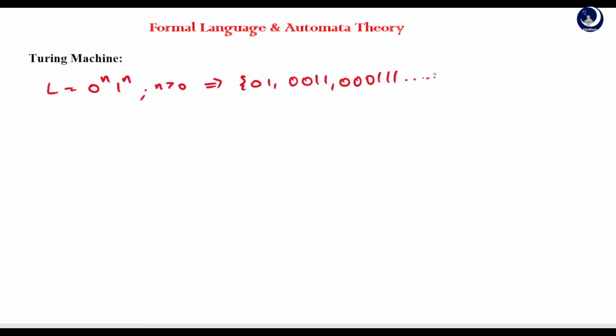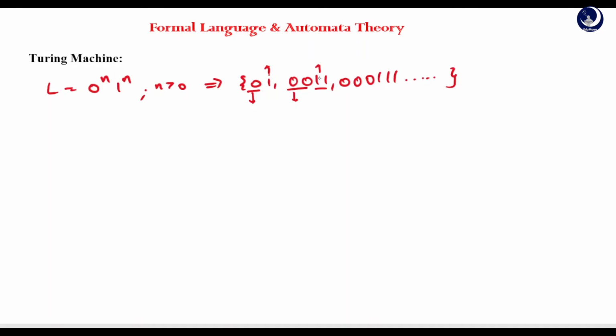We have done a similar problem for the pushdown automata, where we pushed the zeros into the stack and popped them out once the ones occurred. When an equal number of zeros are pushed into the stack, and the ones occur, we try to pop them out.